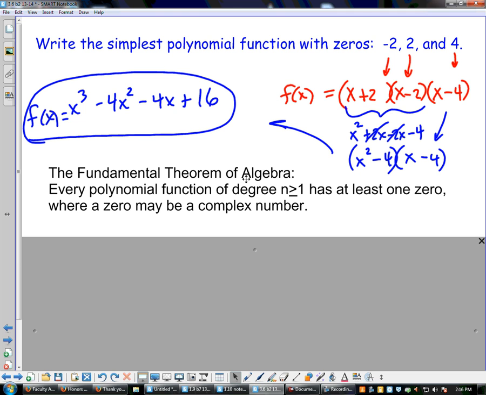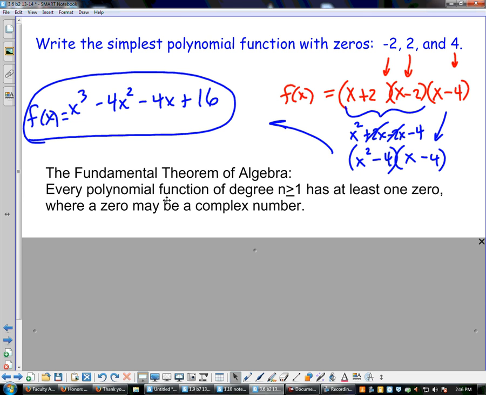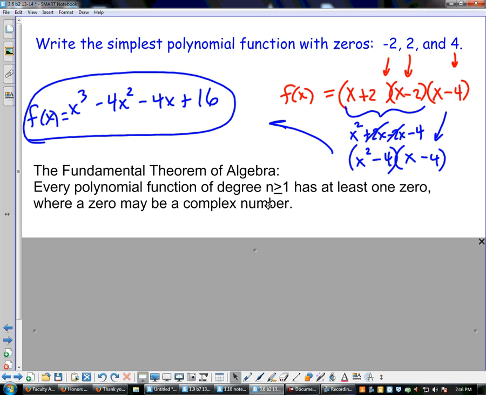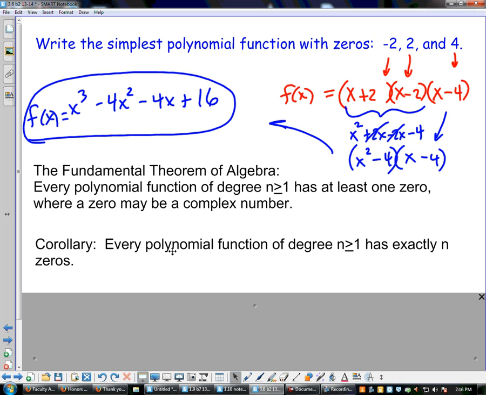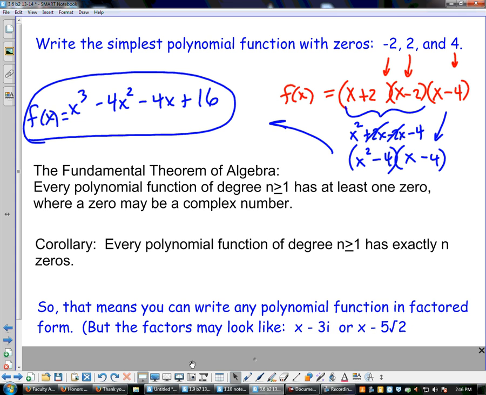All right, so here's the fundamental theorem of algebra. And again, I know that you've read this. Every polynomial function that has a degree greater than or equal to 1 has at least one zero, where that zero may be a complex number. All right, and the corollary to that, which is even more interesting than the fundamental theorem itself, is that every polynomial function of degree n greater than or equal to 1 has exactly n zeros.